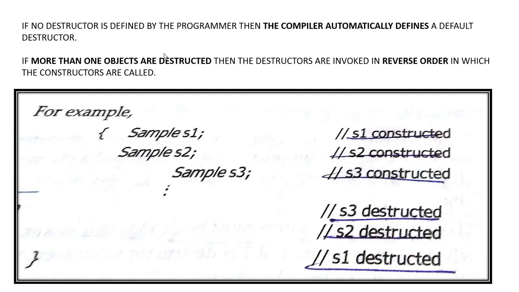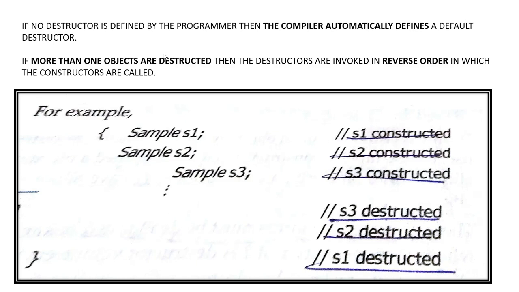Now suppose you have not declared any destructor, then the compiler will automatically supply a destructor for you. The compiler will automatically supply a destructor, and it will call the destructor at the end of the program. This is called a default destructor, the same way we have seen in the constructors case.